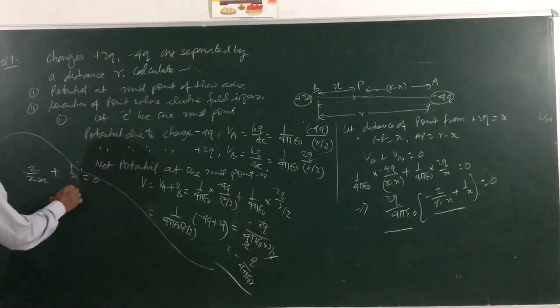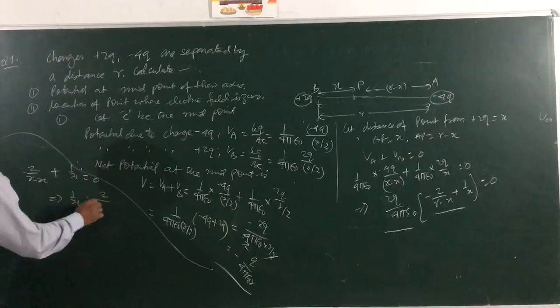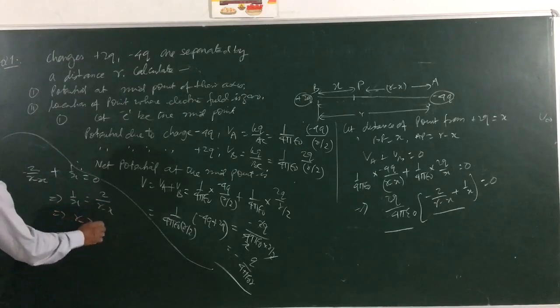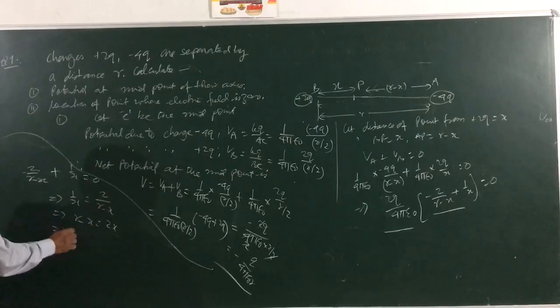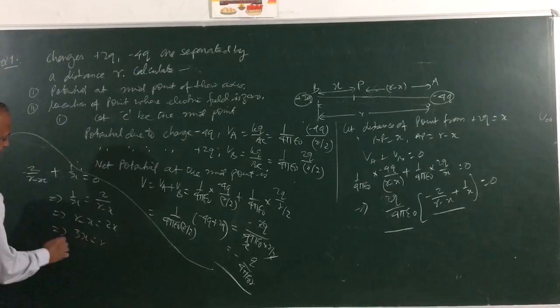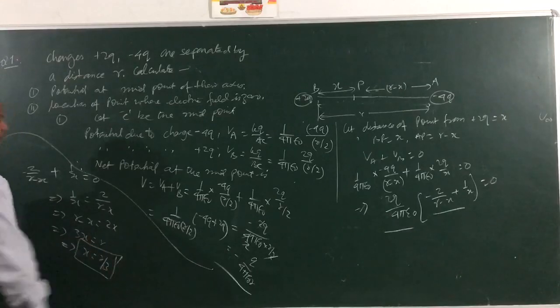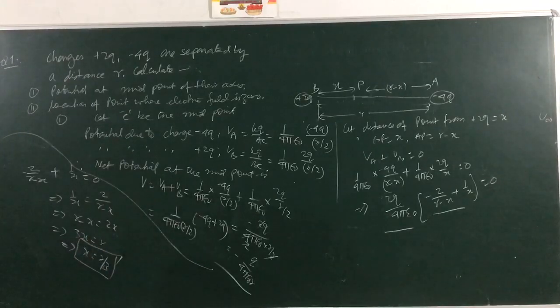So you can write this as 1 by x is equal to 2 by r minus x. If you cross multiply, r minus x is equal to 2x. 3x is equal to r. So how much is x? x is r by 3. So at a distance of r by 3, the net potential is how much? 0. So make sure you understand it. You will be given similar problems in the exam and you should be able to do it. You can take a screenshot and copy it into your notes.